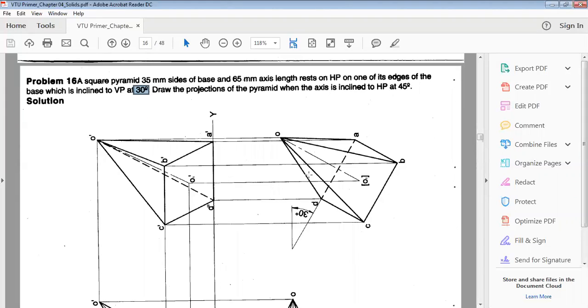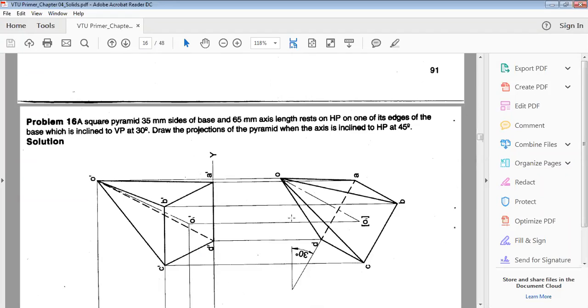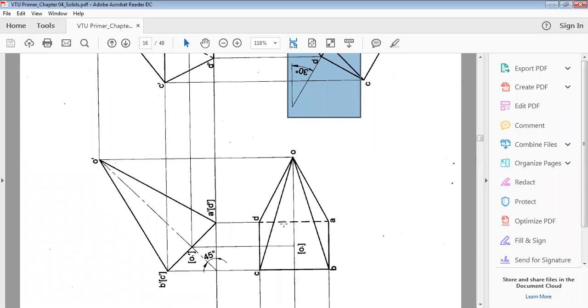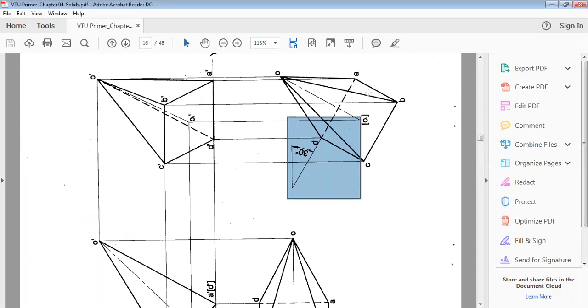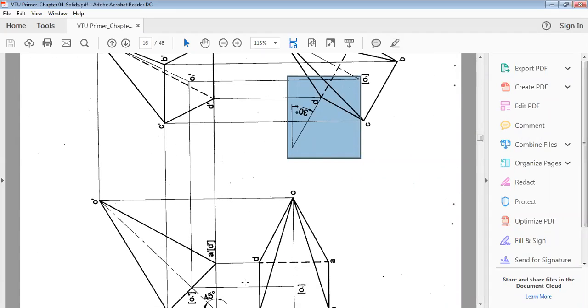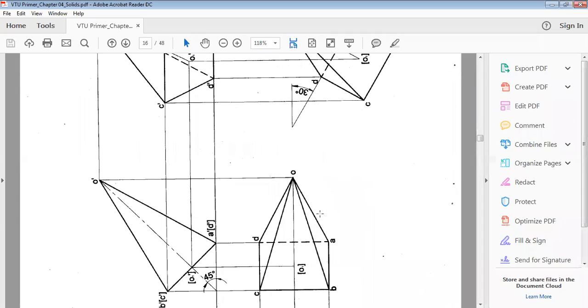Here what you make out from this problem is, in the second position, the axis is making an inclination with respect to HP, that is 45 degrees. But with respect to the vertical plane, the same edge on which it is resting, that is AD, is making the inclination. So in the second position, the axis is making inclination; in the third position, the edge on which it is resting is making inclination.